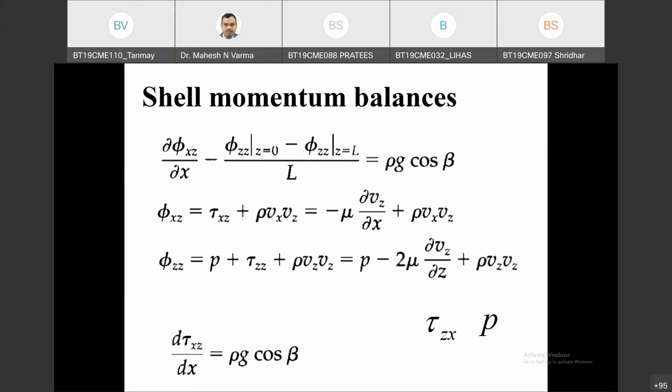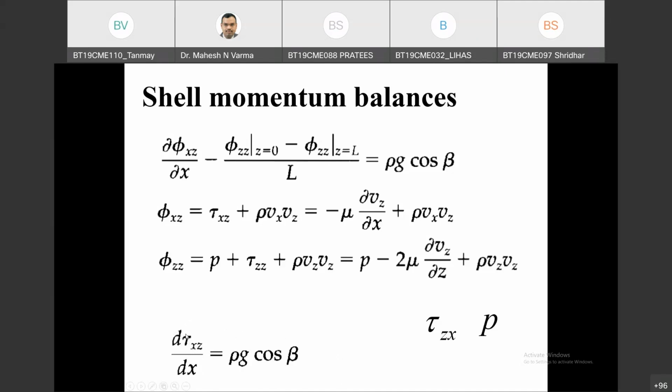So we have done a momentum balance, a shell balance for momentum transfer. For our problem, we had only Z momentum because we have only Z velocity. After rearranging everything and substituting all the information, we get a differential equation, which is the differential equation of the momentum flux, tau xz: d by dx of tau xz equals rho g cos beta. Now this is a first order differential equation.